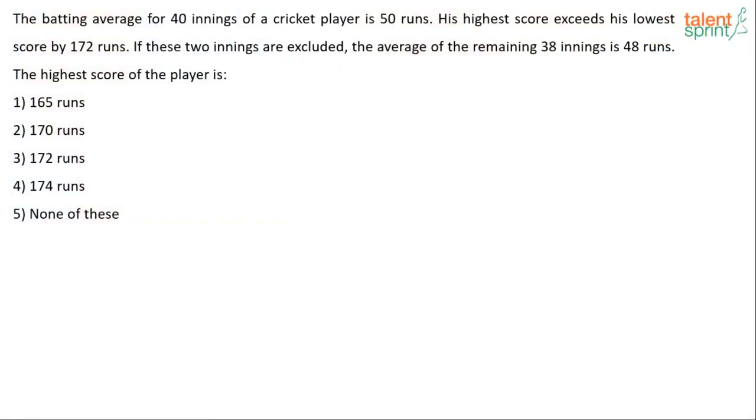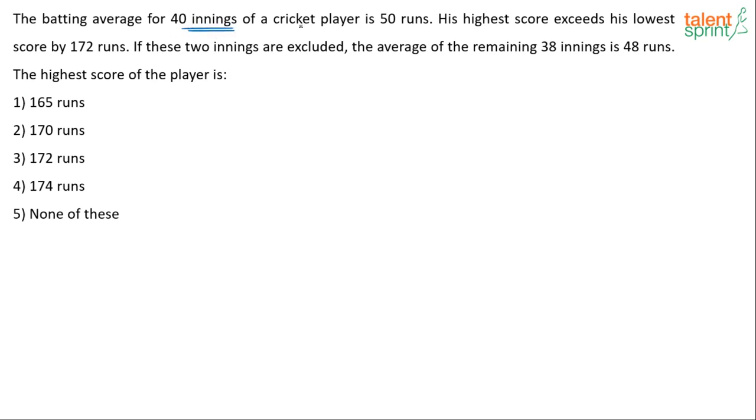Again, a simple question on average. The batting average for 40 innings of a cricket player is 50 runs. His highest score exceeds his lowest score by 172 runs. If these two innings are excluded, the average of the remaining 38 innings is 48 runs. The highest score of the player is. So, an interesting question on 40 innings of a player, right?